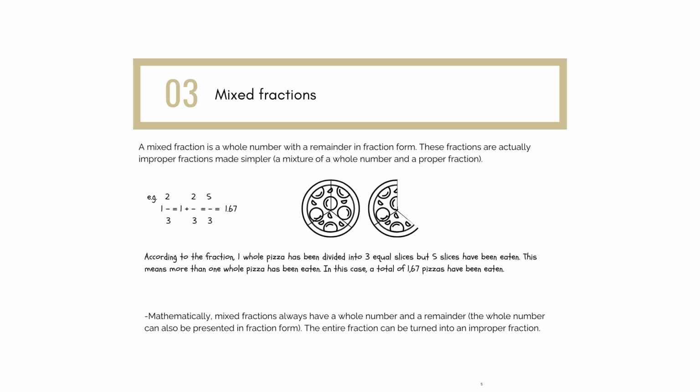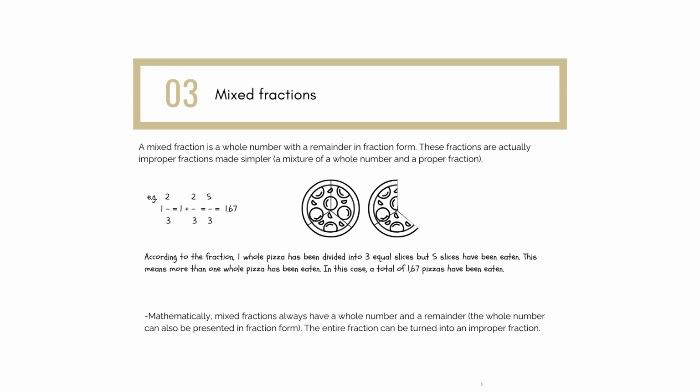The last fraction we're going to be discussing today is called mixed fractions. A mixed fraction is basically a whole number plus a remainder that is in fraction form. These are basically improper fractions. So for example, we would have a mixed fraction of 1 and 2 out of 3. Back to our pizza examples, this means we had one whole pizza plus another pizza that was divided into 3 slices. However, we only ate 2 out of the 3 slices.